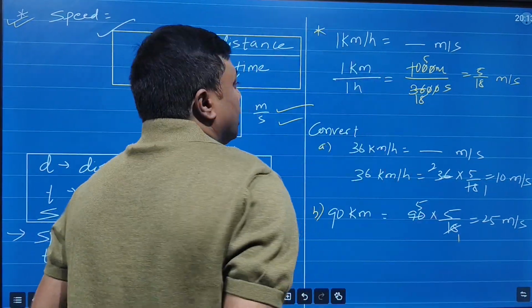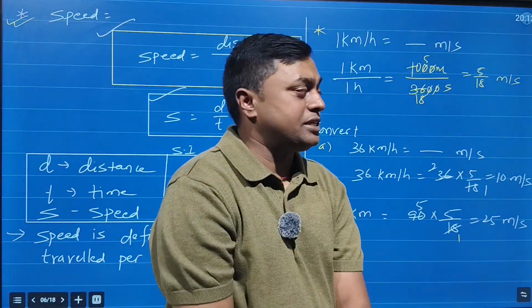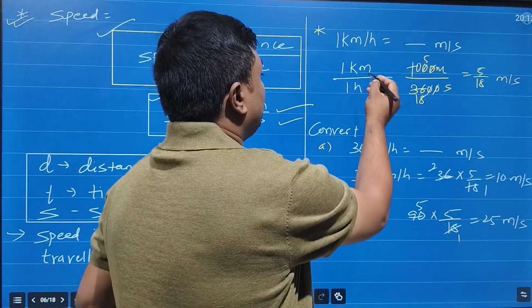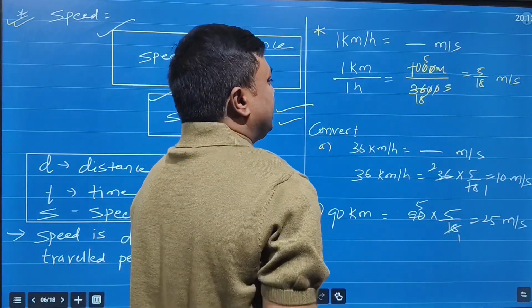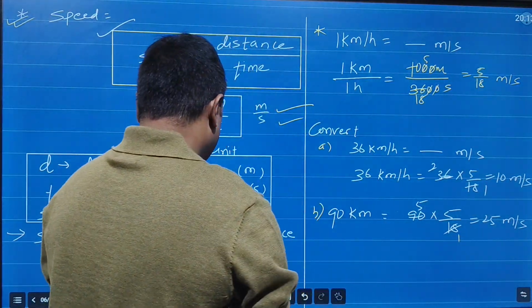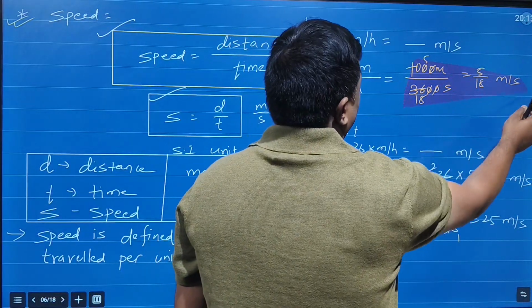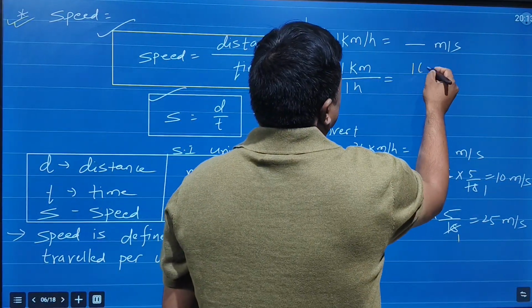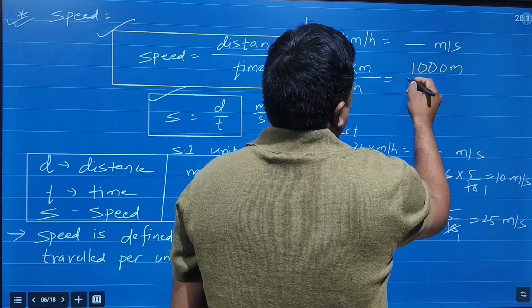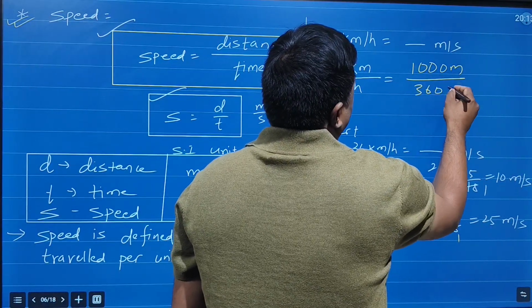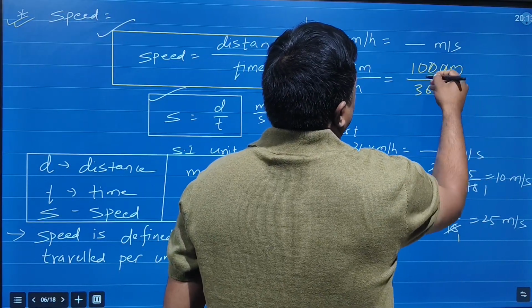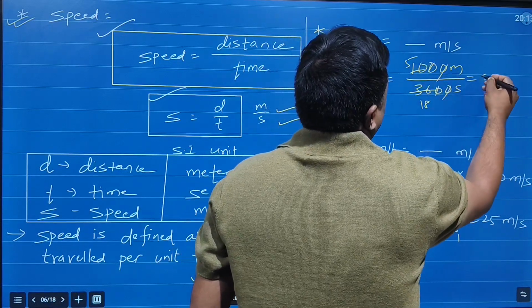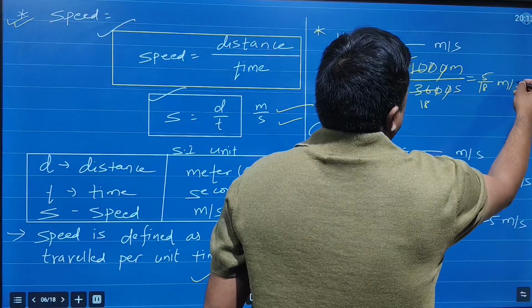You should know how to convert kilometer per hour into meter per second. 1 kilometer per hour is equal to dash meter per second. As you know, 1 kilometer is 1000 meter, and 1 hour is 3600 second. The zeros cancel, so this is 18 times, this is 5 times. So how much are you getting? 5 by 18 meter per second.